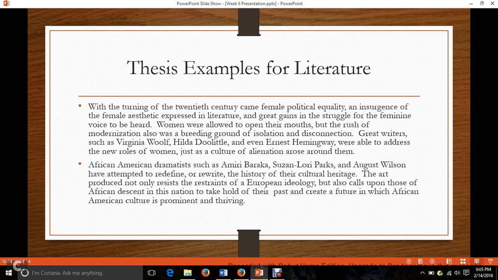What can you do? Okay, so the first one, it says, with the turning of the 20th century came female political equality and an insurgence of female aesthetic expressed in literature and great gains in the struggle for feminine voice to be heard. Women were allowed to open their mouths, but the rush of modernization also was a breeding ground of isolation and disconnection. Great writers such as Virginia Woolf, Hilda Doolittle, and even Ernest Hemingway were able to address the new roles of women just as a culture of alienation arose around them.